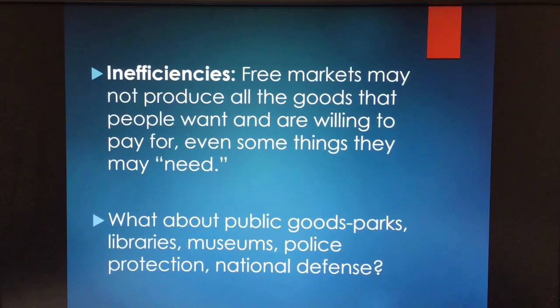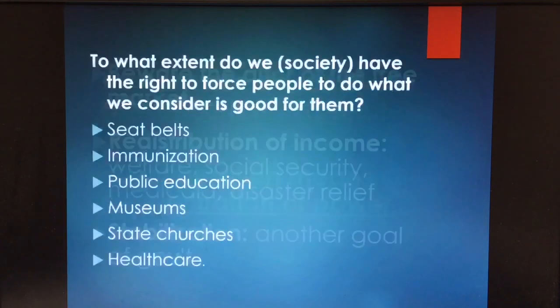Some argue that there are inefficiencies in free market economies because the market may not produce all the goods that people want and are willing to pay for, even some things that people say they need. Things like public goods: parks, libraries, museums. People might say that we need those things, and if we just allowed people to pay for things they valued, we might not have an adequate police force. We might not have museums and parks and libraries and things like that.